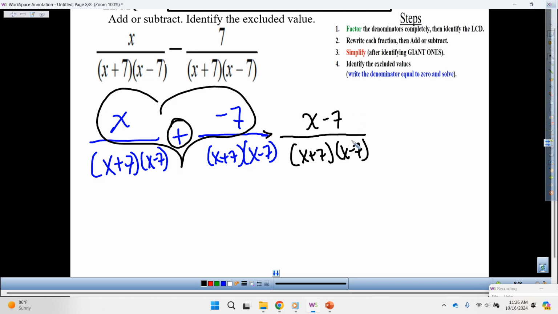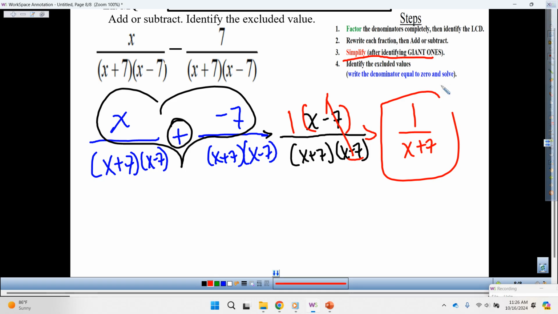All right? So, from there, we need to simplify. Means giant 1. However, tell your neighbor the GCF for the numerator. GCF is what, Julissa? 1. That is correct. Therefore, our giant 1 is X minus 7 over X minus 7. Answer: 1 over X plus 7.